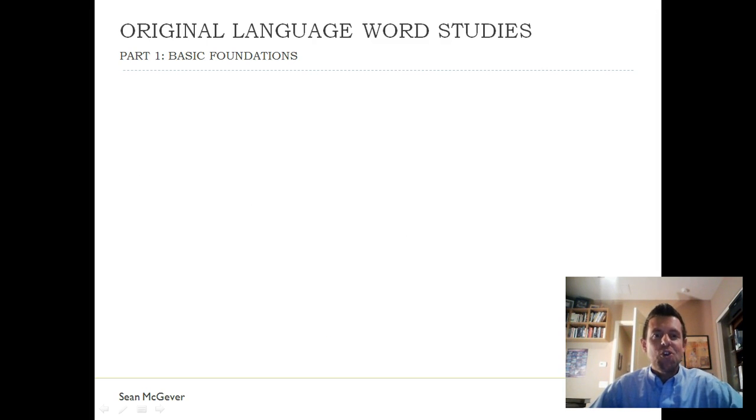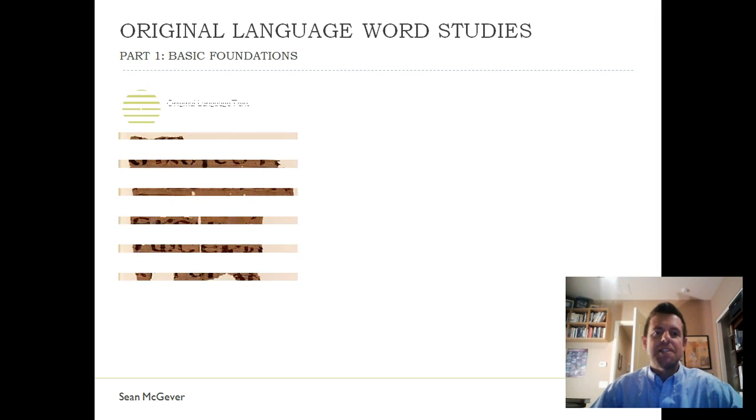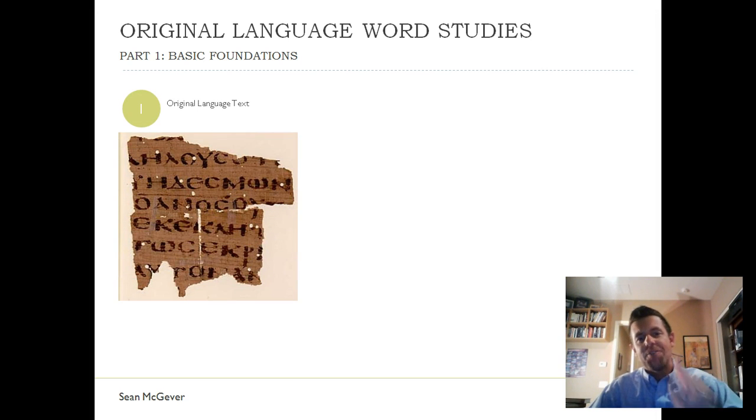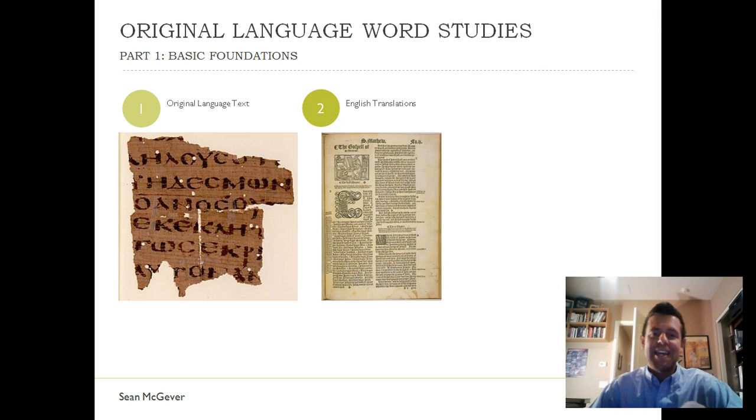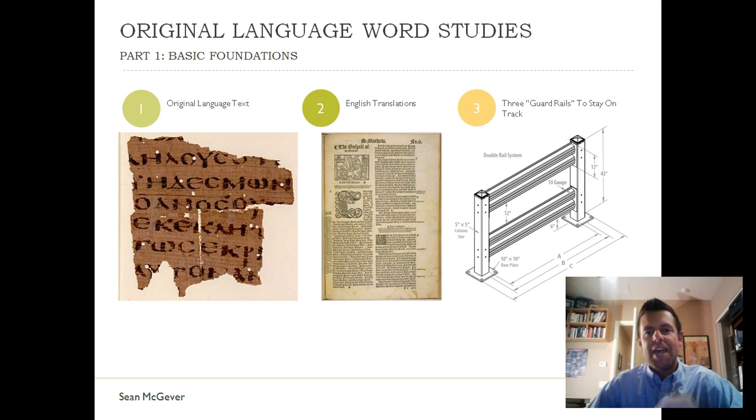When it comes to original language word studies, the basic foundations that you need to know is that first off, we need to understand the original language text. Second, we need to understand the different English translations that we might be using. And third, I'm going to give you 3 guardrails in order for you to stay on track.